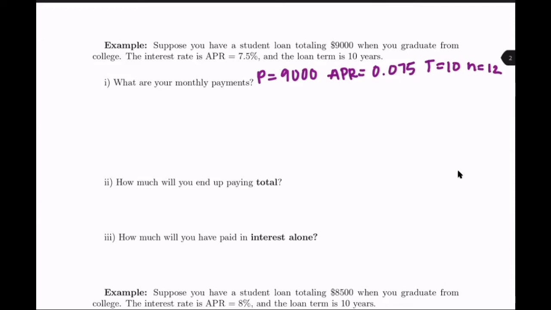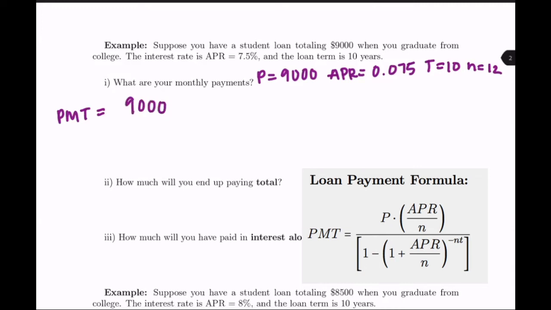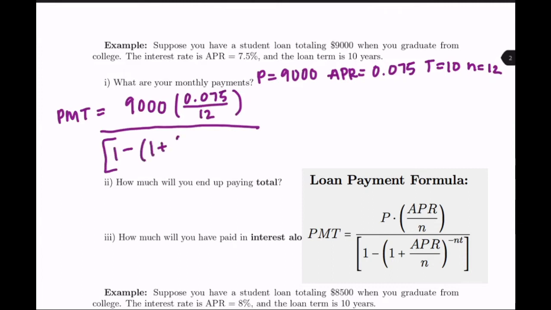So our monthly payments are going to be PMT is equal to 9,000 multiplied by APR over N, which is 0.075 divided by 12. And then a big divides bar, a big bracket, 1 minus parentheses 1 plus 0.075 divided by 12, close parentheses, and then it's to the power of negative NT, which is 12 times 10, so negative 120.